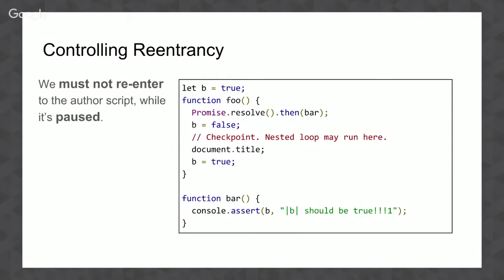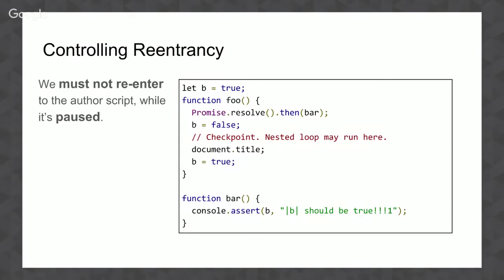So it is dangerous to run the nested message loop naively. It might break the semantics or cause a crash if we re-enter unsafe components.